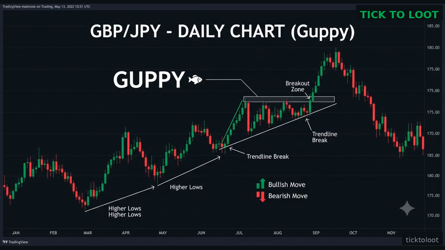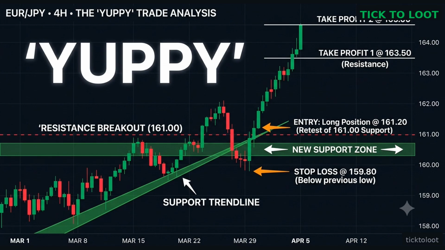The pound sterling to Japanese yen pair is commonly known as the Guppy. This nickname is a combination of the GU from GBP and the PPY from JPY, and is widely used in the trading community. The euro to Japanese yen pair is often called the Yuppy. This nickname is similar to the Guppy nickname and is a combination of the U from euro and the PPY from JPY.